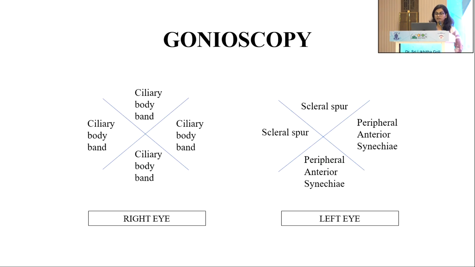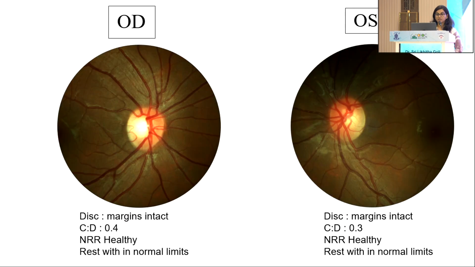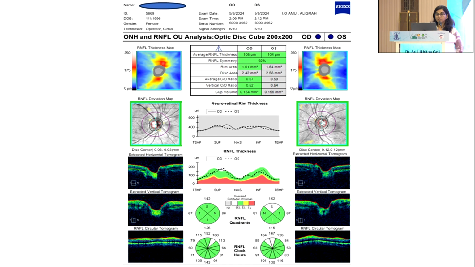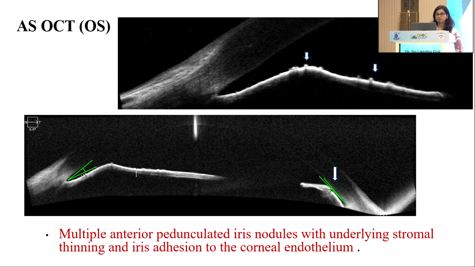Gonioscopy shows peripheral anterior synechiae in 2 quadrants. The fundus examination is normal with a normal CD ratio, perimetry is normal, and ONH and RNFL analysis shows no thinning and is normal. ASOCT shows multiple anterior pedunculated iris nodules with underlying stromal thinning and iris adhesion to the corneal endothelium.